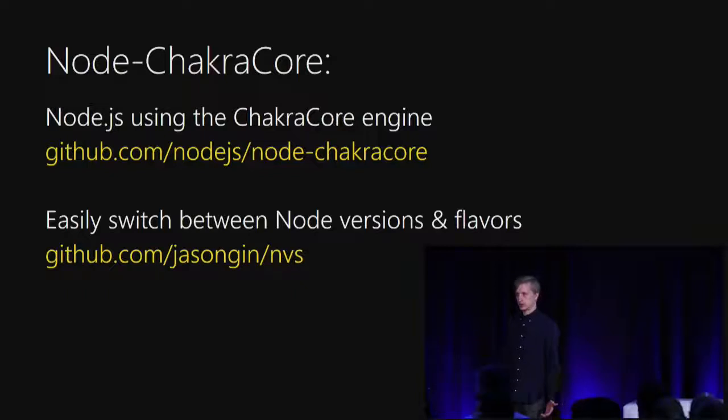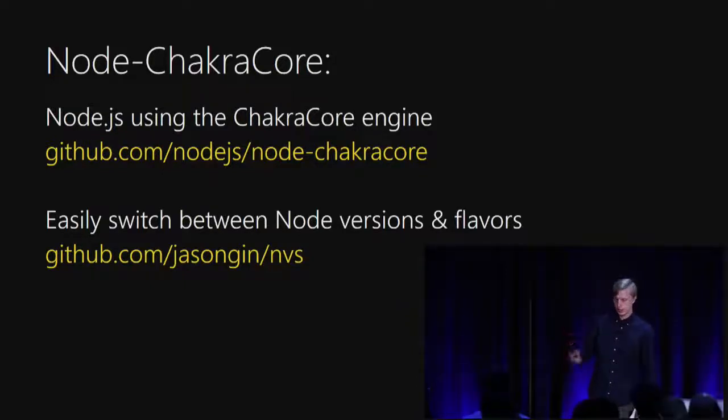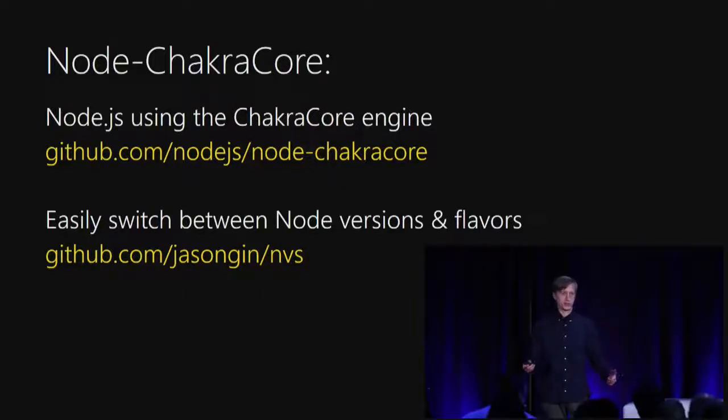Node ChakraCore is really cool for, I think, a lot of reasons. Additional diversity in the VM space, I think, will be really beneficial to the Node community overall. But one of the reasons why you might want to use ChakraCore in your day-to-day development is a feature called time travel debugging, which lets you take a trace file of a JavaScript program, and you can debug it later and step forwards and backwards through the execution as if you were debugging it live.